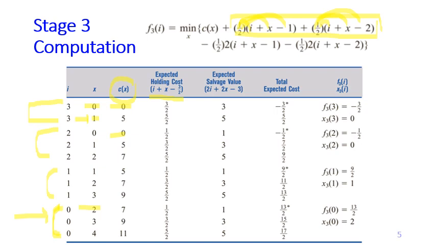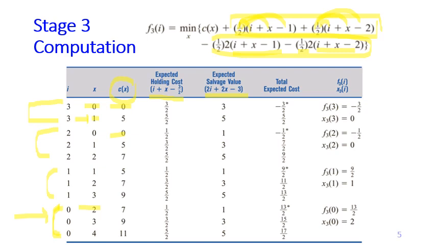And then for the salvage value, similarly, you just multiply the half times 2 plus what is inside the bracket, half times 2 minus whatever is inside the bracket. And the total expected cost is the production cost plus the holding cost minus the expected salvage value. Because salvage value is something that we earn, so the sign is negative in this case, okay?